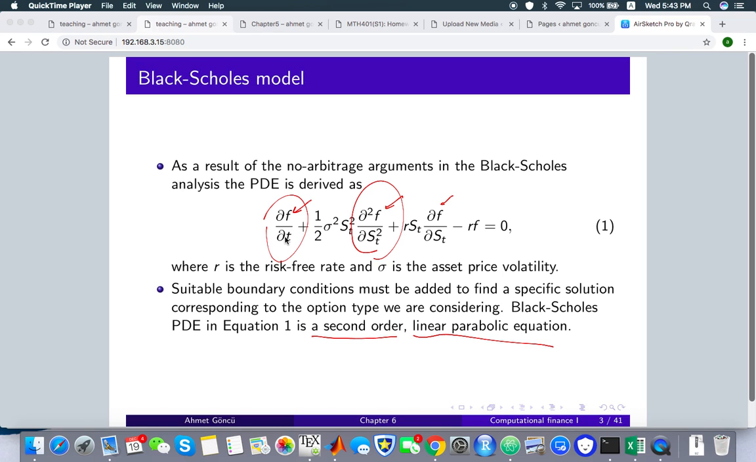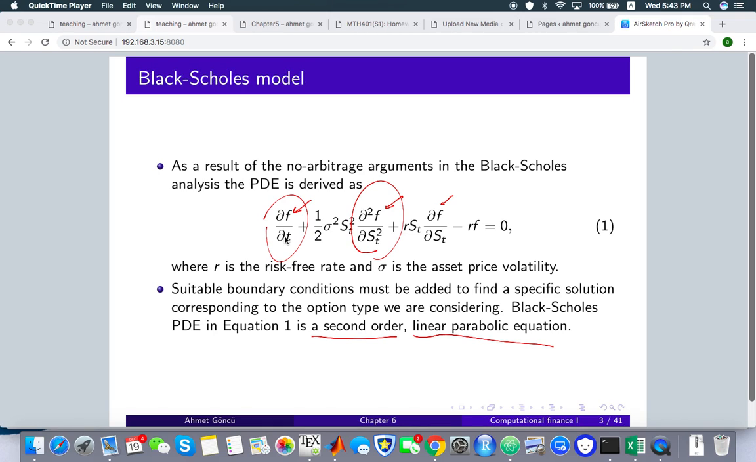So let's see the Black-Scholes model. In the Black-Scholes PDE, basically the dynamics of a financial derivative, denoted here with this F term, is described with this equation. This is coming from the no arbitrage arguments in the Black-Scholes model. However, in our course, we don't discuss the derivation of this PDE.